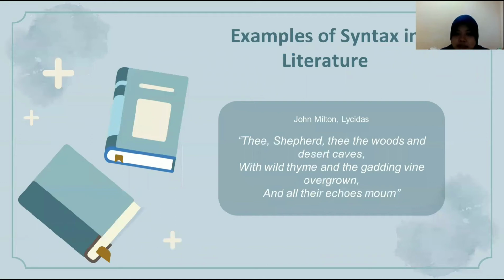The next example is from Lycidas by John Milton. "Thee shepherd, thee the woods and desert caves, with wild thyme and the gadding vine o'ergrown, and all their echoes mourn." The modified word order in the above line is object plus subject complement plus verb.